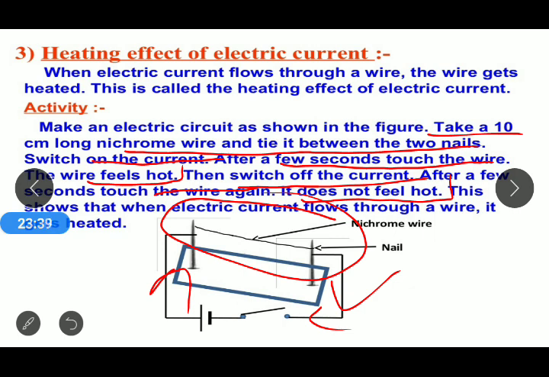If there is no electric current, then there is no heating effect of electric current. So electric current plays an important role. When it flows through a special type of material like the nichrome wire, the wire gets heated, and that is known as the heating effect of electric current. I hope you understand what the heating effect of electric current is.